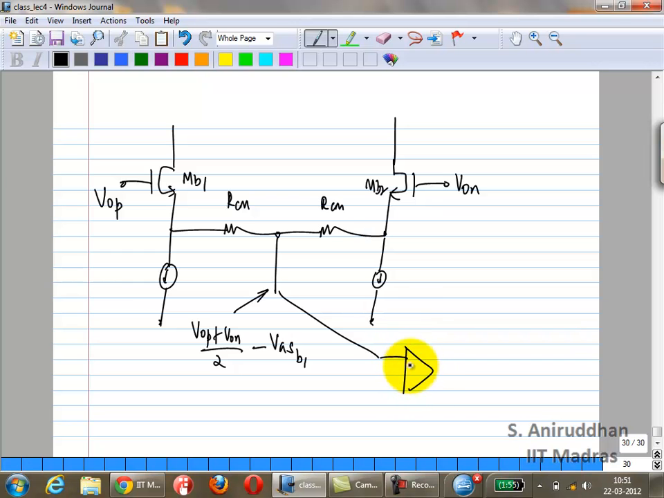Suppose you take this. Will this work? So this one gives you Rn equals infinite, which is good. You didn't want to load, so this one gives you Rn equals infinite, but it gives you a DC shift.